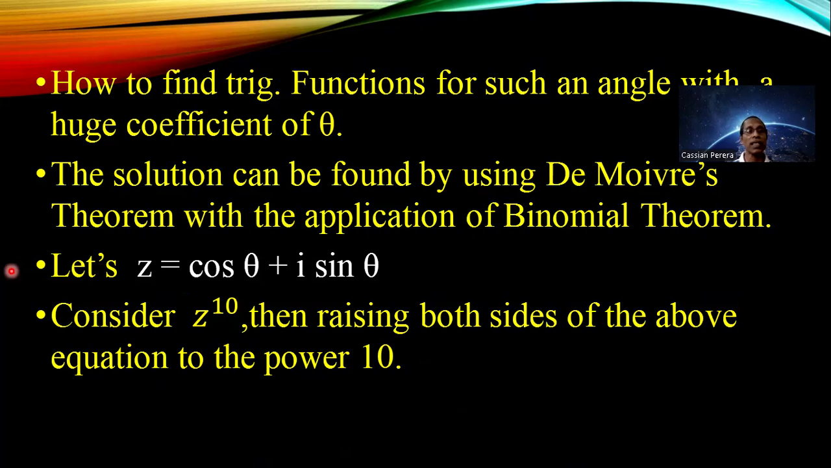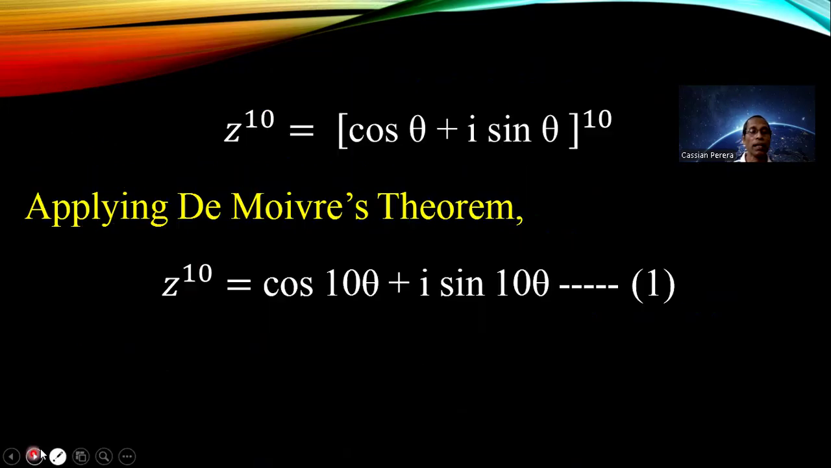First, say a complex number z is equal to cos theta plus i sin theta. This is the polar representation of the complex number. Now consider z to the power 10, raising both sides of the above equation to the power of 10. z to the power 10 is equal to the whole of cos theta plus i sin theta, to the power 10.